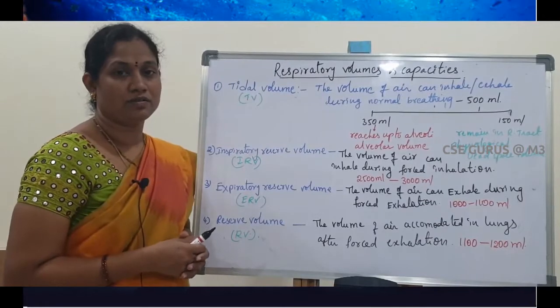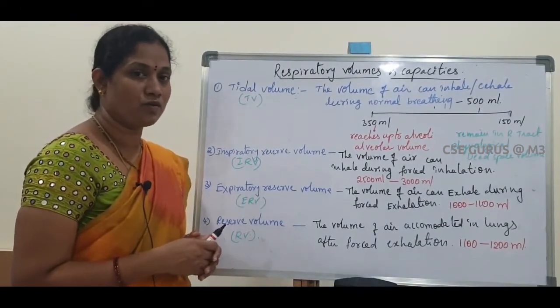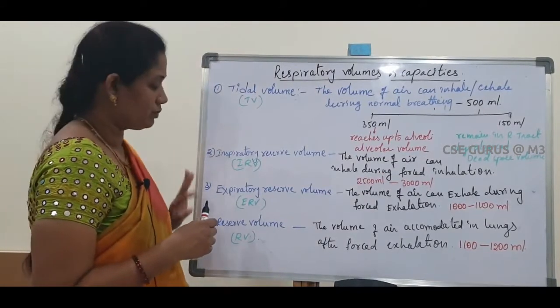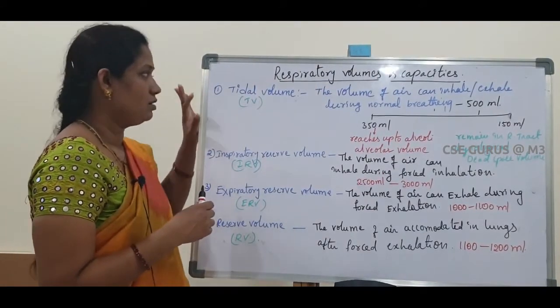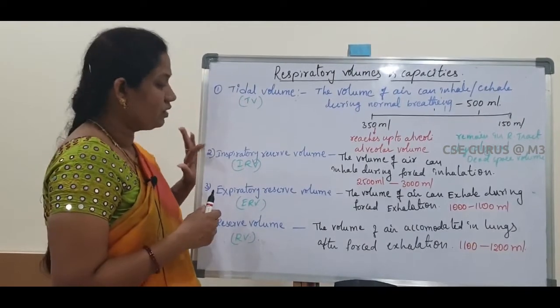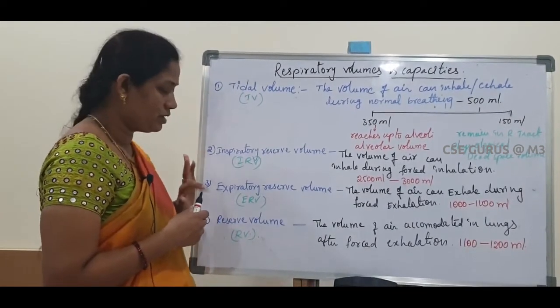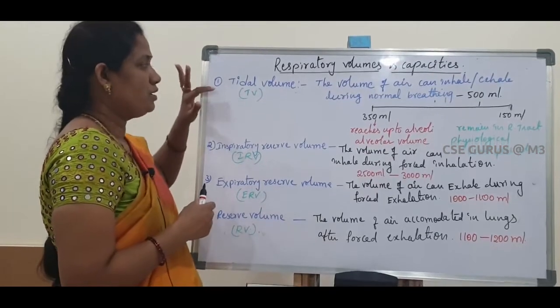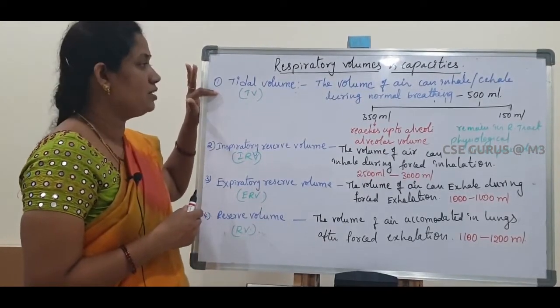Hello students, today I am going to teach about respiratory volumes and capacities. Respiratory volumes are of four types. They are tidal volume, inspiratory reserve volume, expiratory reserve volume, and reserve volume. First of all, we will discuss tidal volume.